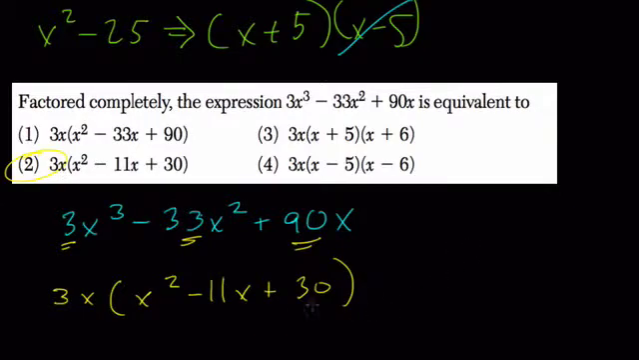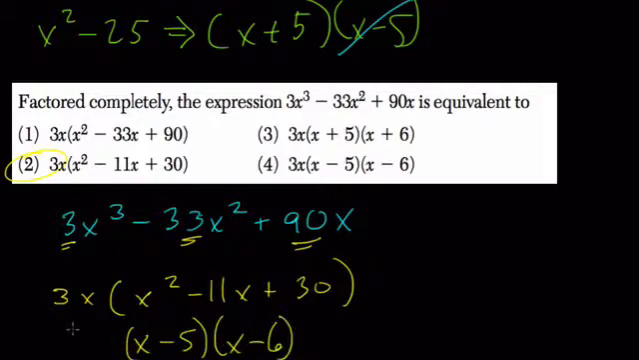But let's just factor it further. What factors of 30 add up to negative 11? Well, I know that if I multiply negative 5 and negative 6, so we have x minus 5 times x minus 6. If I multiply negative 5 and negative 6, I get plus 30. If I add them, I get negative 11. So that could work. So we have 3x, x minus 5, and x minus 6. So here I shouldn't have circled choice 2. It wasn't factored completely. I missed that prompt right there. Choice 4 is a completely factored form. And okay, thank you.